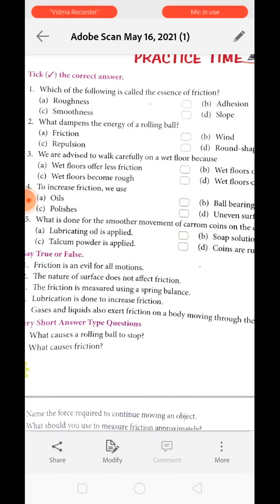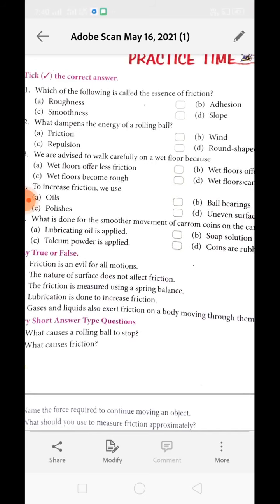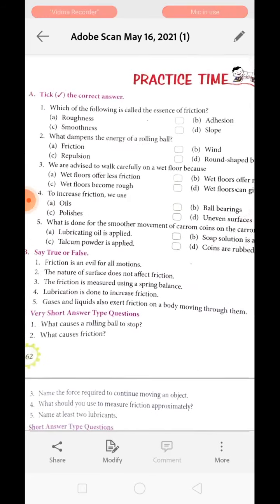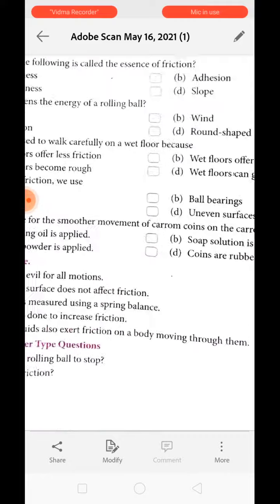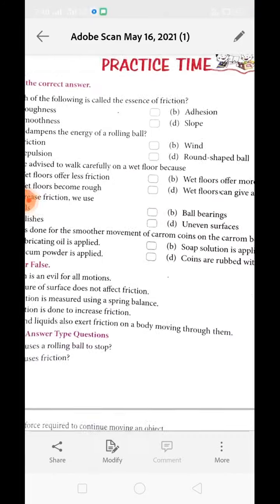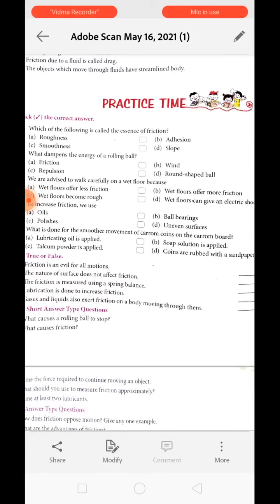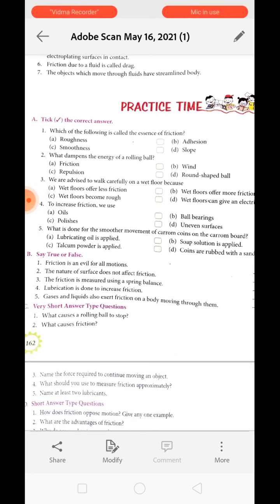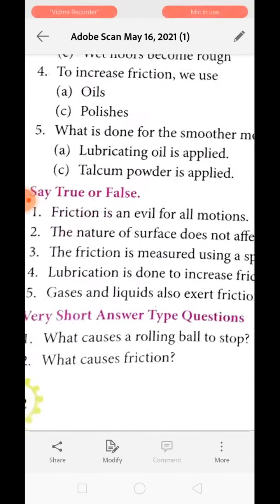Now third, we are advised to walk carefully on wet floor because wet floor offer less friction. So option A is the correct one. Now fourth question, to increase friction we use uneven surface. If we are in need of increase the friction, like when we are holding the vehicle handle, over there we use uneven surface to increase the friction. Okay, now fifth number question, what is done for the smoother movement of carom coin on carom board? Talcum powder is applied. Option C is the correct answer.